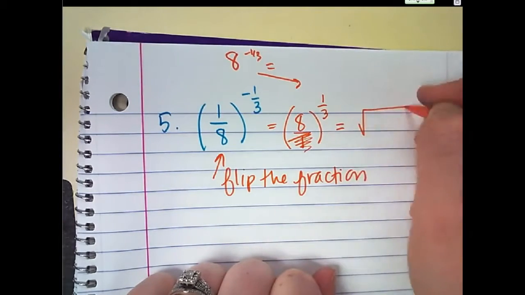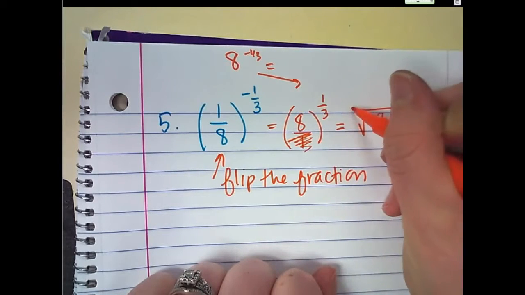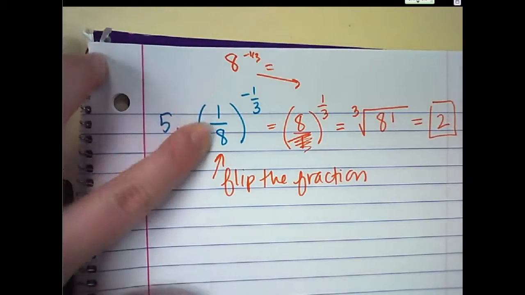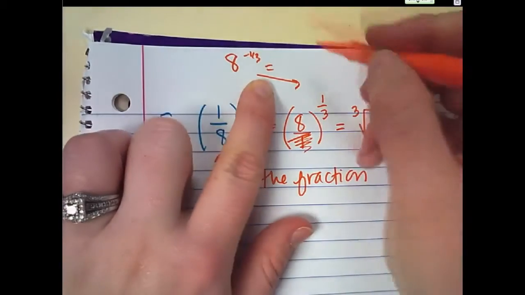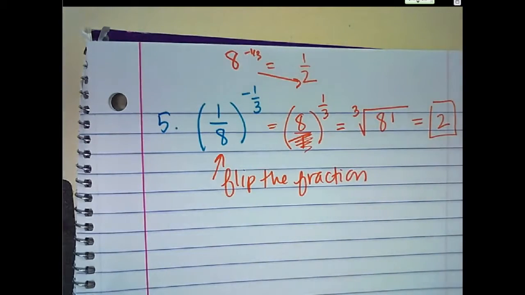So I put my radical. There's 8, 1 and 3. What's the cube root of 8? 2. Okay, so I wanted you to see when you have a 1 over 8 to a negative, it's just 2. If you have an 8 to a negative, you end up with 1/2, 1 over 2. The negative flips it.